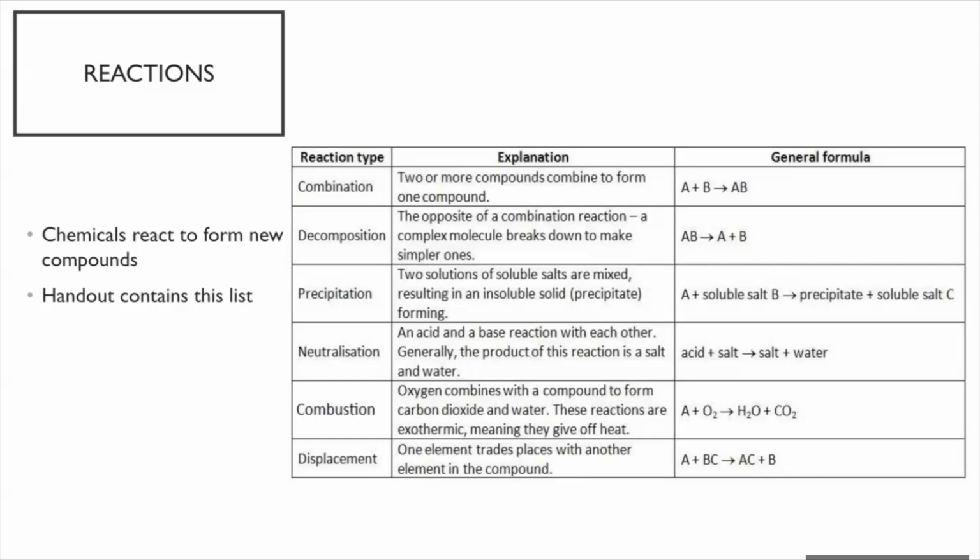The last type of reaction we'll talk about here is displacement reactions. This is when one element trades place with another element in the compound. This general formula can look like A plus BC yields AC plus B. As you can see, B and C just switched places.